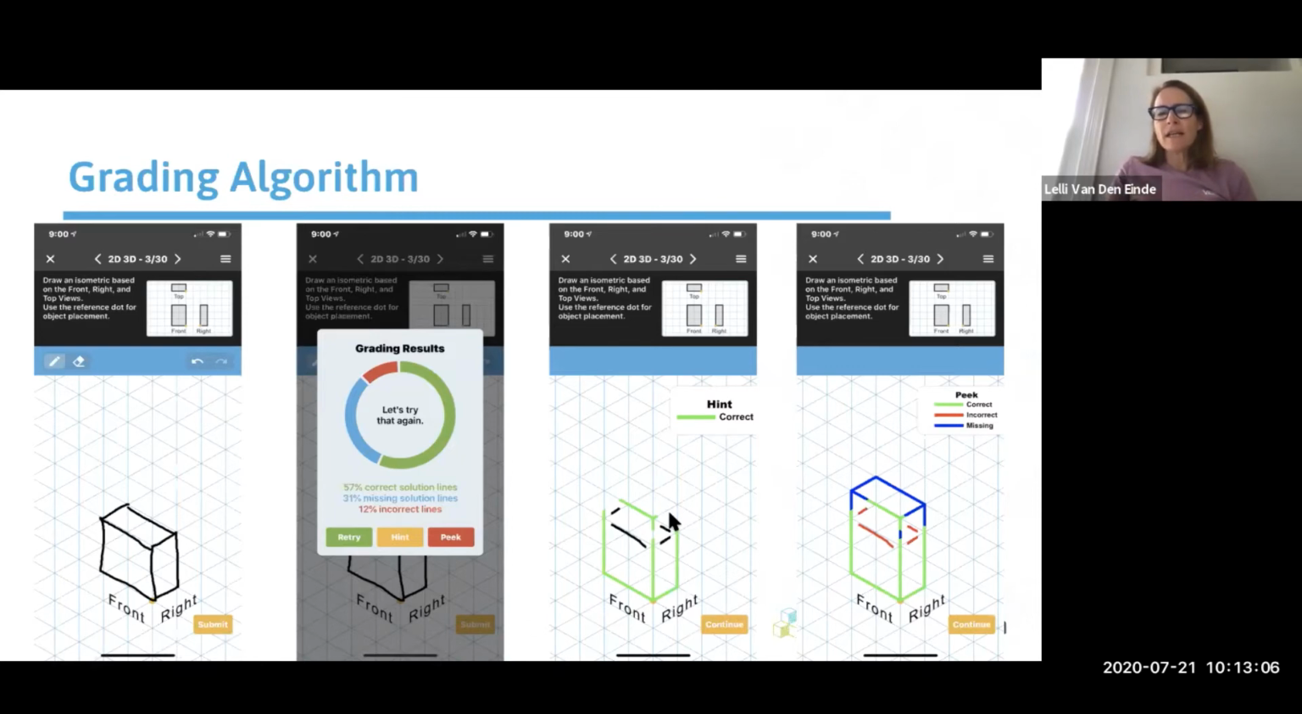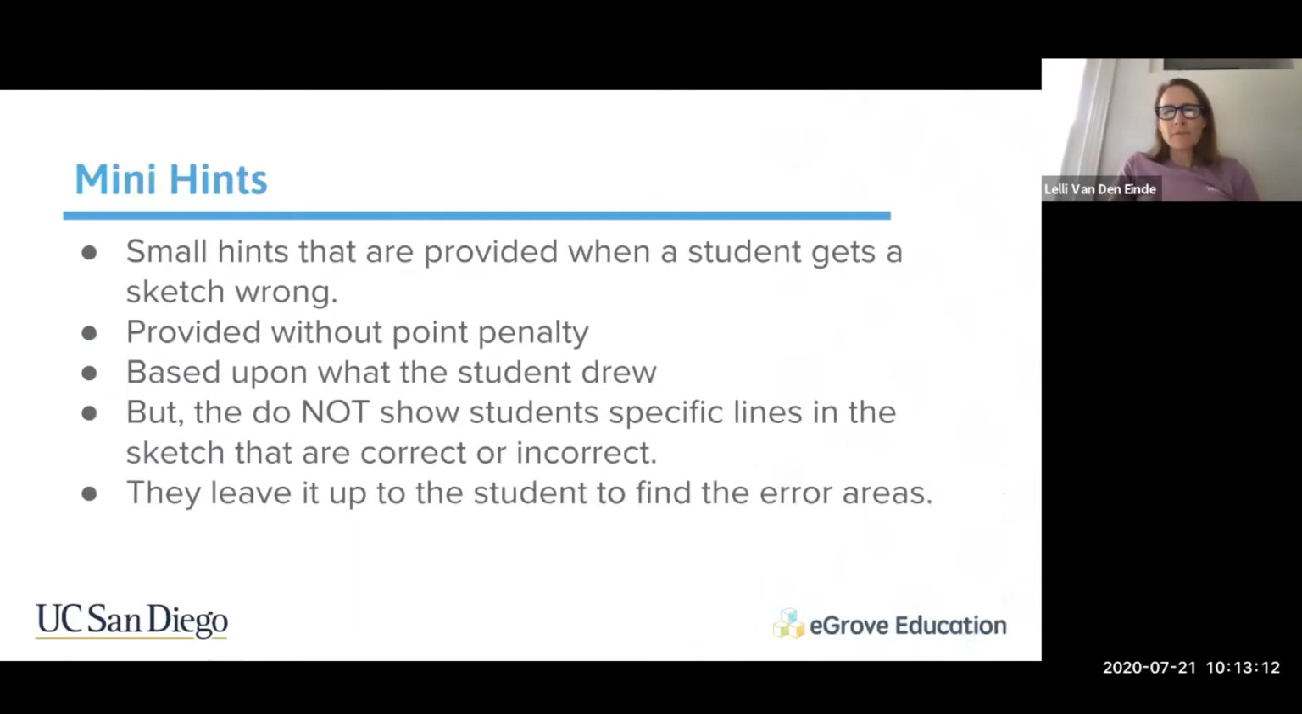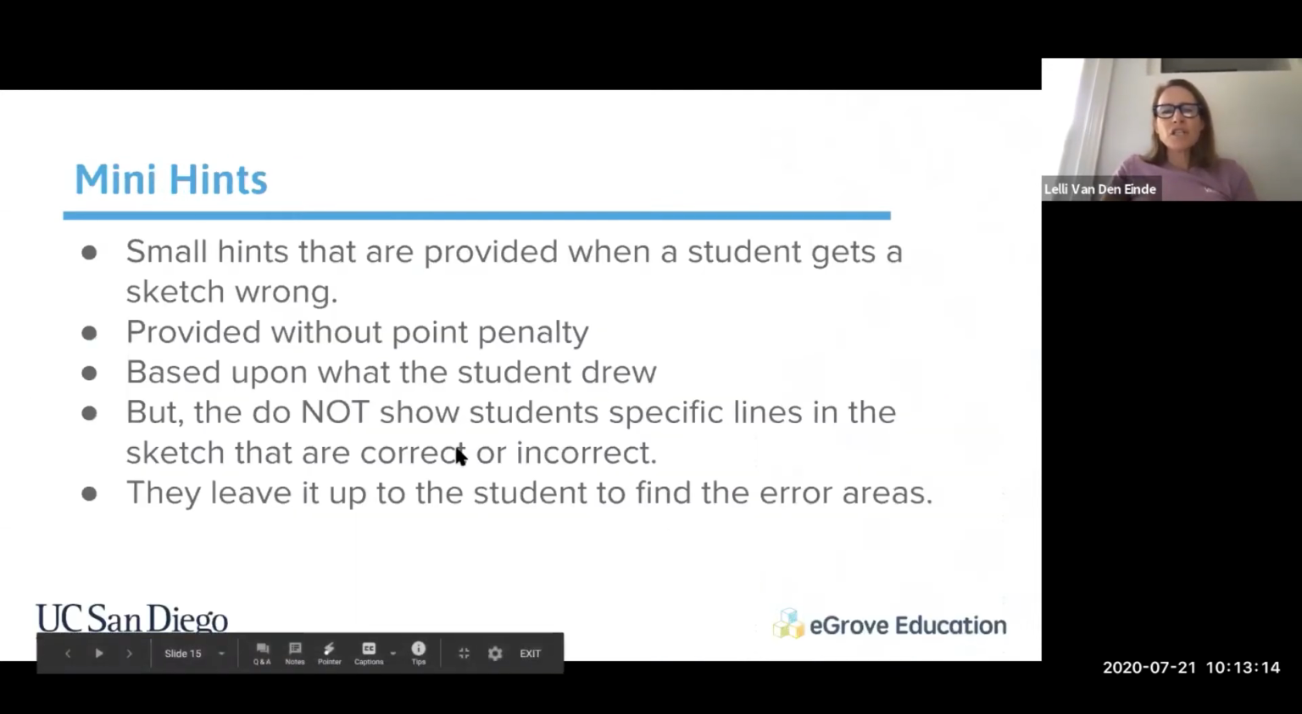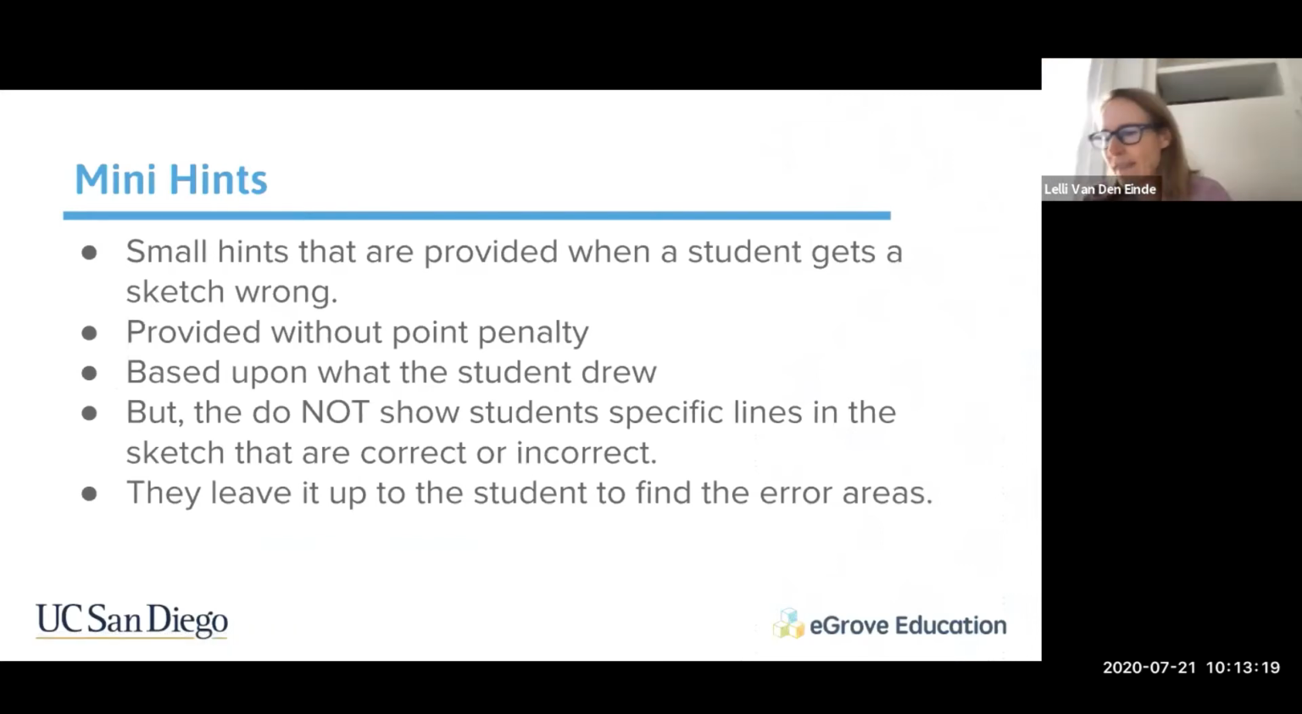And so we can identify students that are hinting or peeking often by the number of average stars that they're earning on these assignments. As I mentioned, we like to provide mini hints where we actually give them some hints that won't make them lose any stars by taking a hint or a peek. So there's no point penalty. And it's based on what a student drew. So we don't really show them specifically which lines are correct or not correct, but we hint to where the error might be.